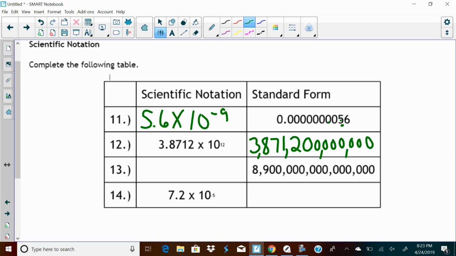Okay, so 13, I'm going to have 8.9 times 10 to the 15th. And then 7.2 times 10 to the -5th. So I have 7 and 2. Move over 5 spaces.